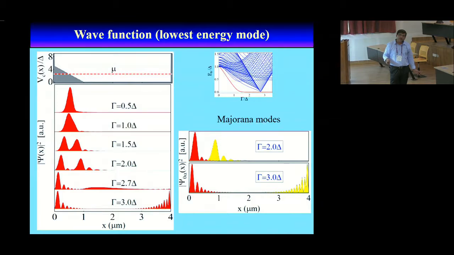Above 2.7 delta, gamma greater than or equal to 3 delta, this is the topological regime, where you have Majorana bound states at the two ends. This is an Andreev bound state where the Majorana components have spatially separated. This is useless. This is useful.